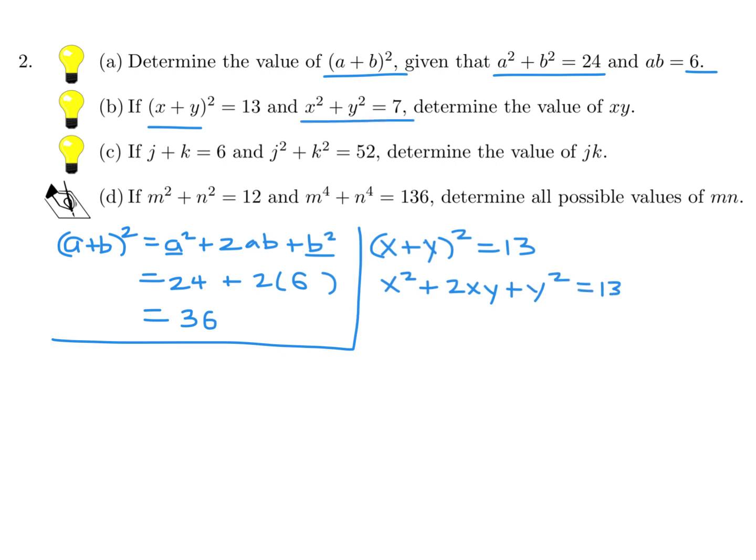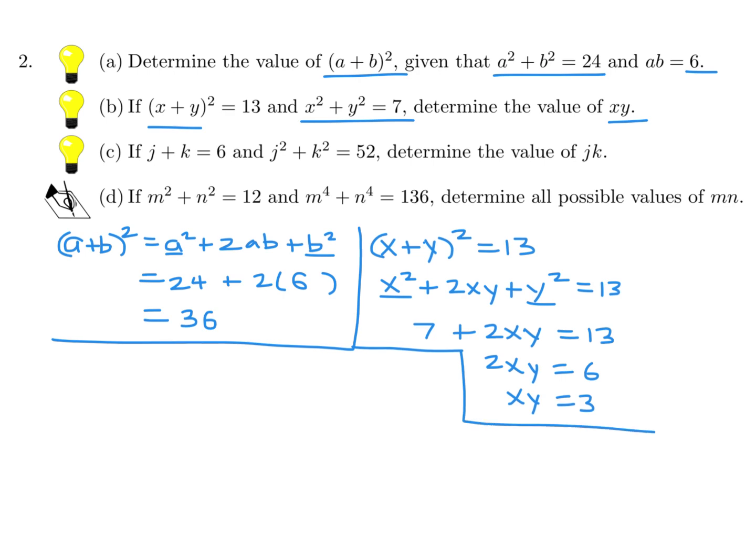X squared plus y squared is 7, so this and this is 7. And then that just leaves me with 2xy. 2xy, therefore, would be 6, and then our xy would be 3. And that is what they wanted, the value for xy. So, as you can see, a little bit of algebra, and you can get it done.